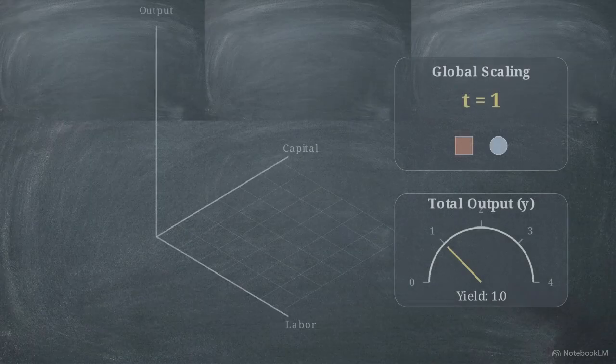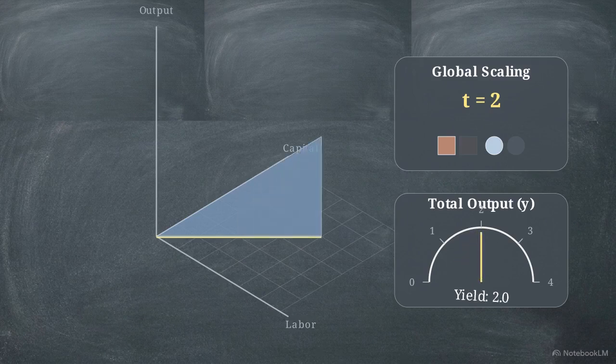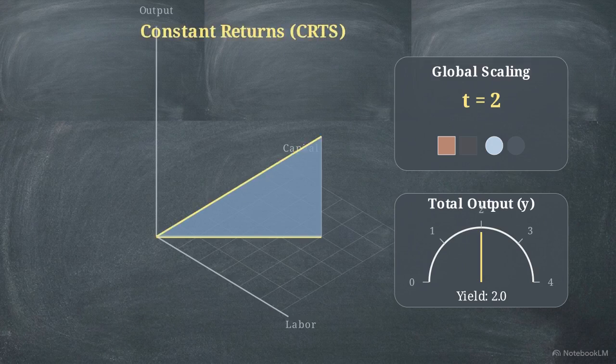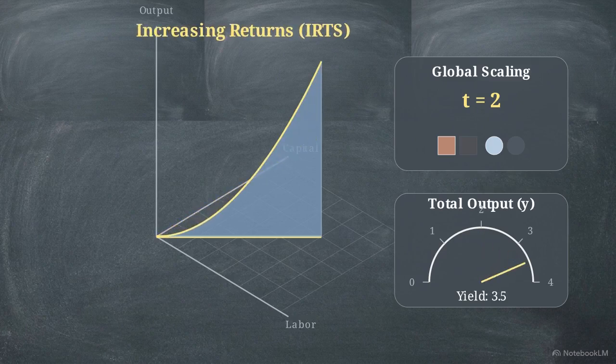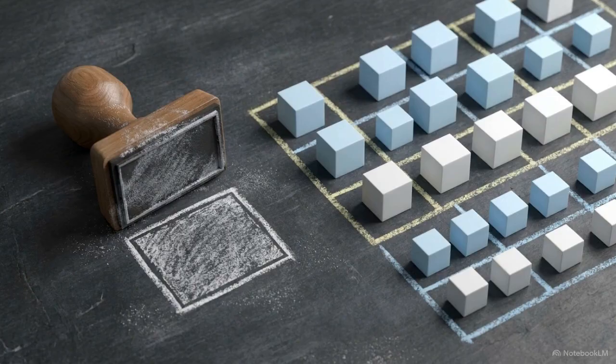From this baseline, we need to determine if the maximal possible output will scale proportionally when we increase the inputs. We test this homogeneity by multiplying all inputs by a constant factor, t. If we double the capital and double the labor simultaneously, we map exactly how the total output reacts. Scaling the coordinates globally triggers 3 possible geometric outcomes on our surface. The output can rise at a perfect proportional ratio for constant returns, slope exponentially upward for increasing returns, or flatten out for decreasing returns.